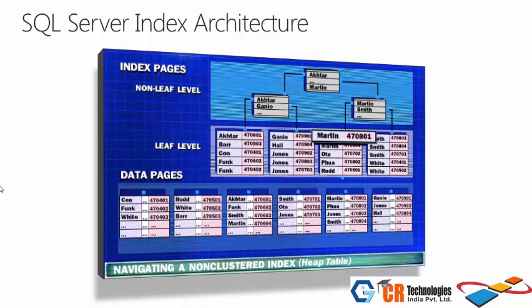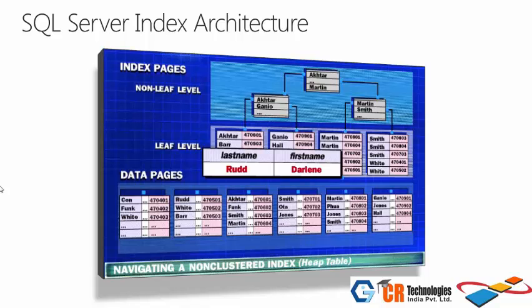SQL Server reads through the leaf page to find RUD, and then uses the pointer to locate the data page in which the key value is equal to RUD. SQL Server returns this row to the query processor.